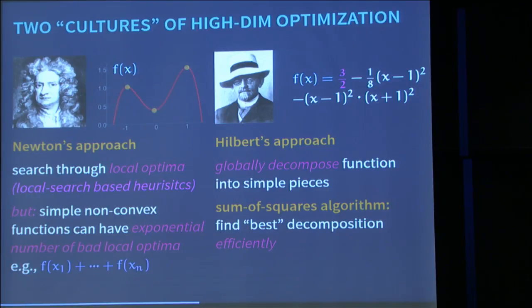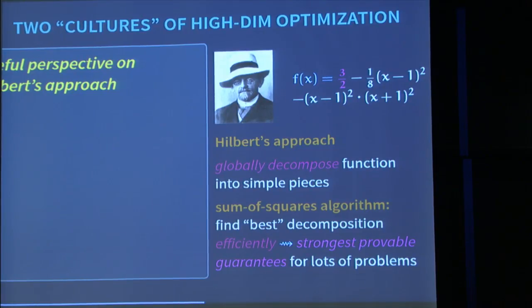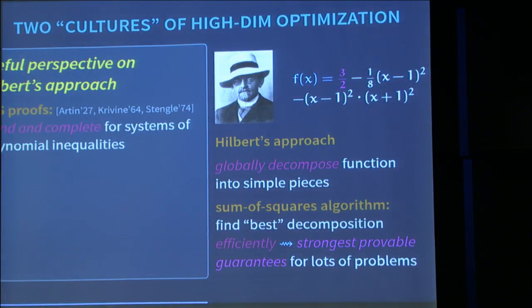Good. Okay. And so these kinds of decompositions capture the strongest provable guarantees for lots of different problems that we know so far. And in this way, it achieves the kind of unification that I wanted in the beginning: that we don't have to rethink the algorithm every time we change a problem. We just have to use this algorithm. Okay. And so let me give you a different perspective on Hilbert's approach that will be useful for understanding its capabilities. Hilbert's approach can be viewed as a sound and complete proof system for systems of polynomial inequalities.